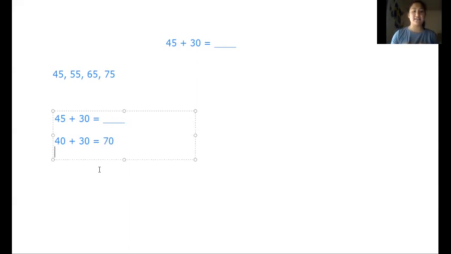Now we have to add the ones. 70 plus, the only ones that we have are the ones in 45. 70 plus 5 is equal to 75. Nice job. You can do it that way. You could also do it this way.